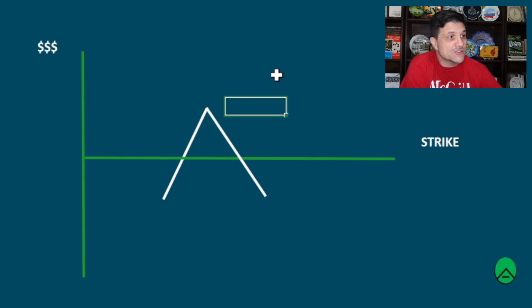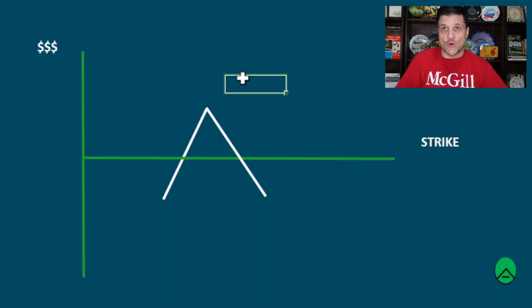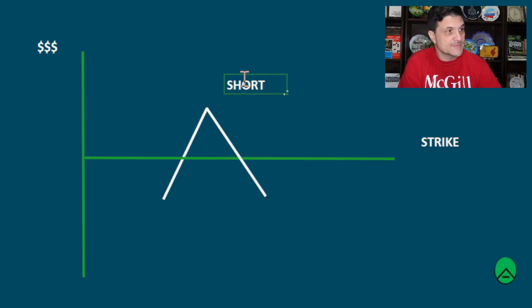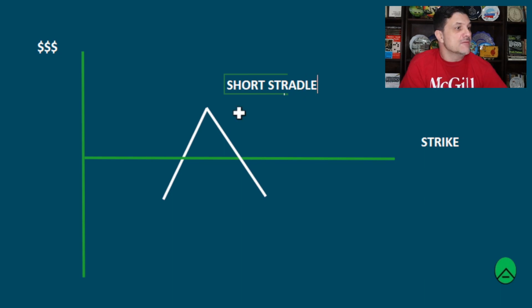So that one is called a short straddle. Okay, it's short. See, it's because you're making money by selling it, that strategy, not buying the strategy. So it's a short, and it's a straddle. There you go. Because that's the name.